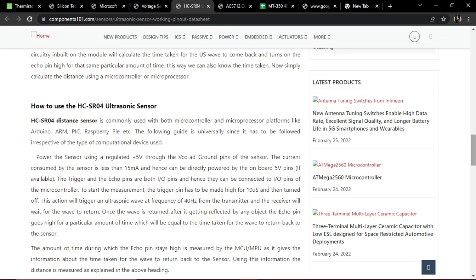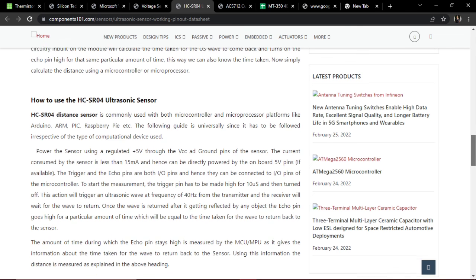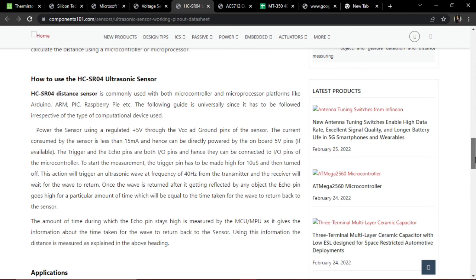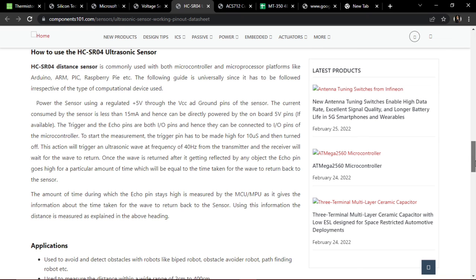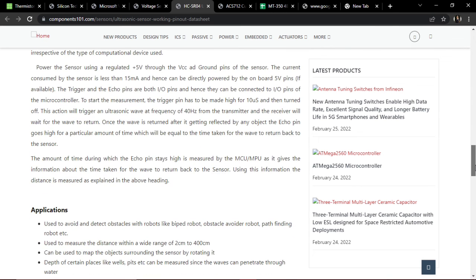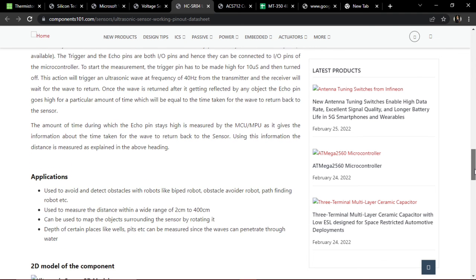The trigger and echo pins are both input-output pins, hence they are connected to the input-output pins of the microcontroller. To start the measurement, the trigger pin has to be made high for 10 US and then turned off. Once the wave is returned after being reflected by an object, the echo pin goes high for a particular amount of time, which will be equal to the time taken for the wave to return back to the sensor. The amount of time during which the echo stays high is measured by the MPU as it gives the information about the time taken for the wave to return back. Using this information, the distance is measured as explained above.